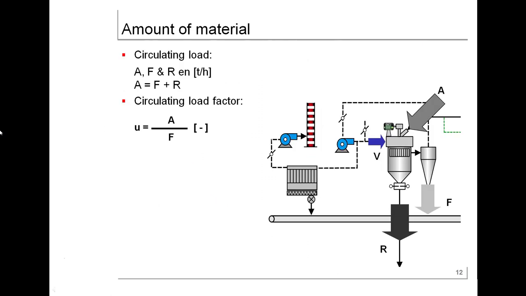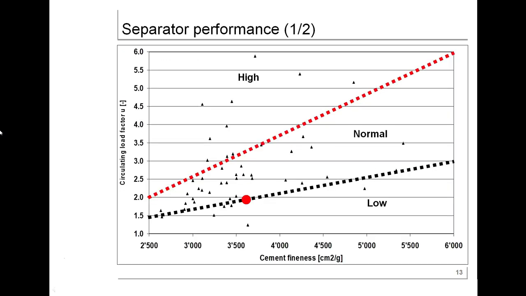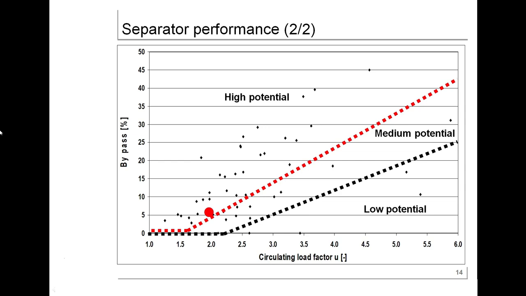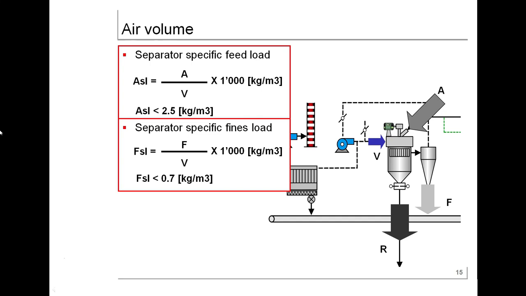Amount of material, circulating load, separator performance, circulating load factor to cement fineness, separator performance, bypass to circulating load factor, air volume, separator specific feed load. You can see the formula; it should be lesser than 2.5 kg per cubic meter. Separator specific fines load should be 0.7 kg per cubic meter.